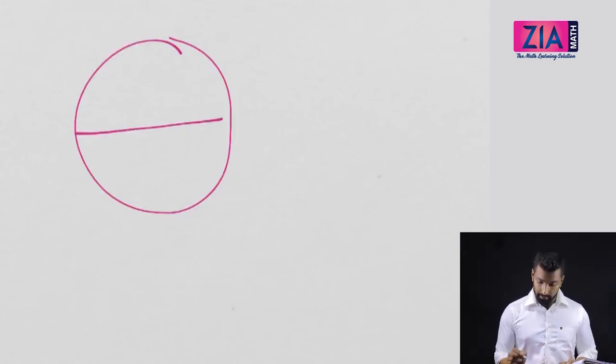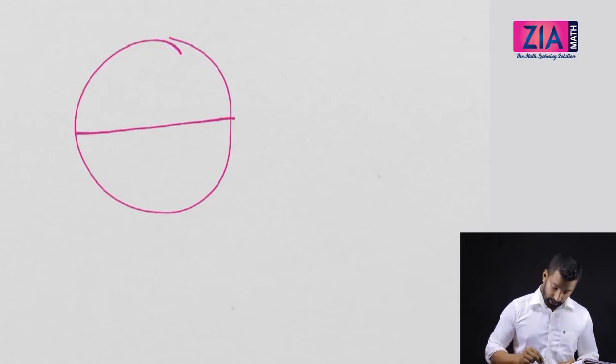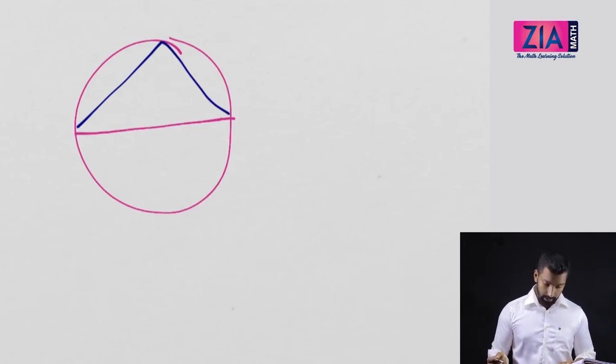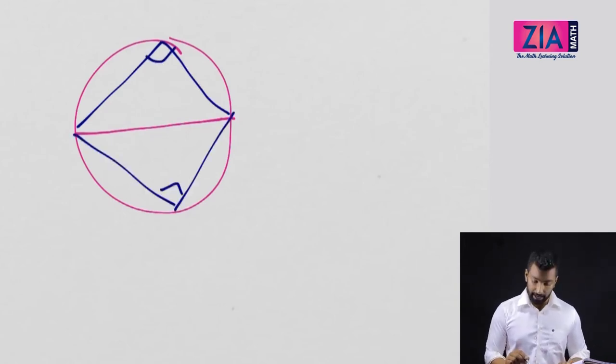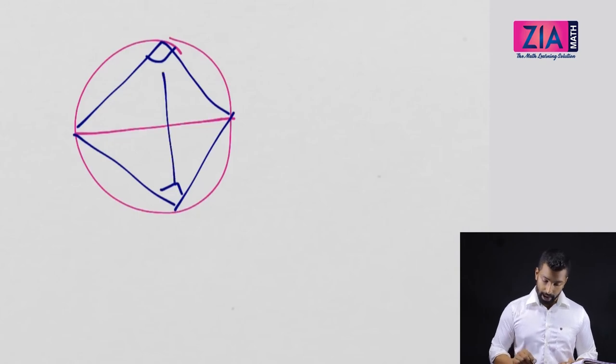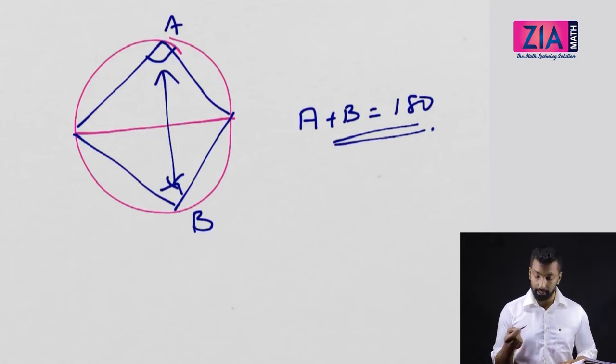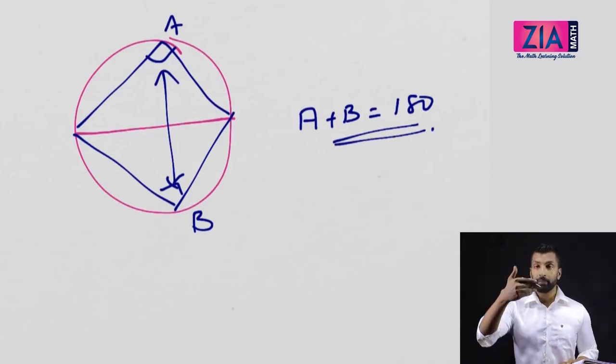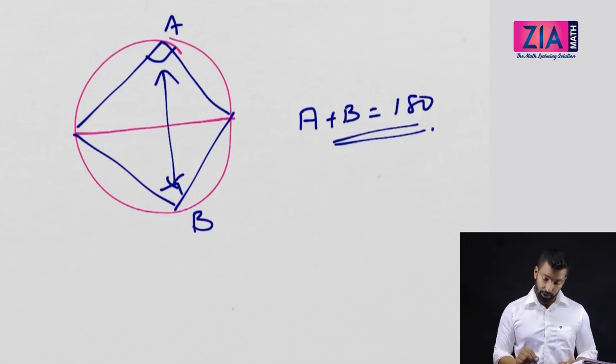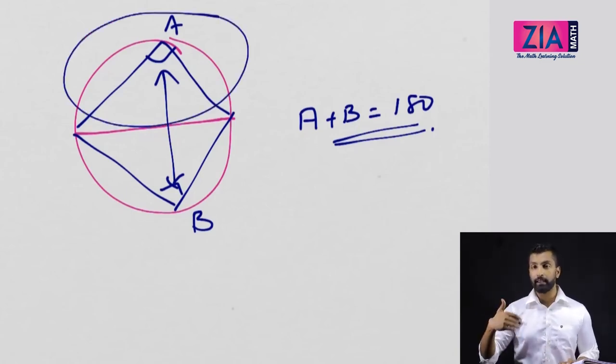Now one more case. If you take a circle and take this as a diameter, and consider a cyclic quadrilateral, this will be 90 and this will be 90, so if you add these two angles, that is 180. If you put this as A and this as B, A plus B is equal to 180. That is obvious. You have just flipped it over to this side, so this is going to be 90 and the total is 180.